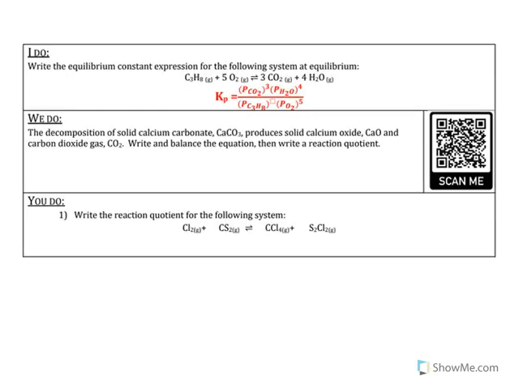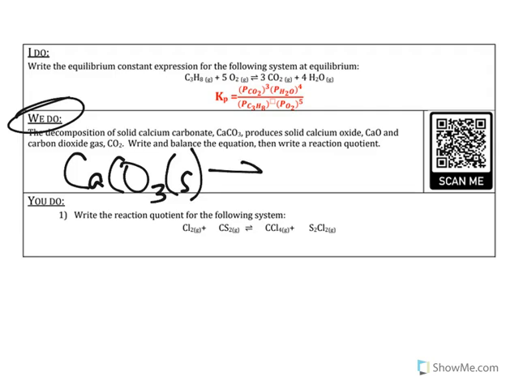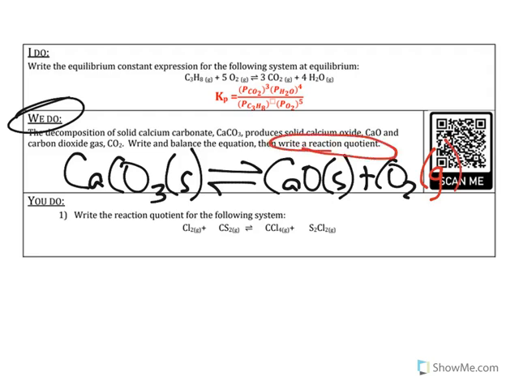So let's see here. We'll do this one. The decomposition of solid calcium carbonate. So we have CaCO3, which they've told me is a solid, produces calcium oxide, which they've told me is a solid, plus CO2, which I'll turn to red since I'm writing on this, which is a gas. And they want me to write a reaction quotient expression.